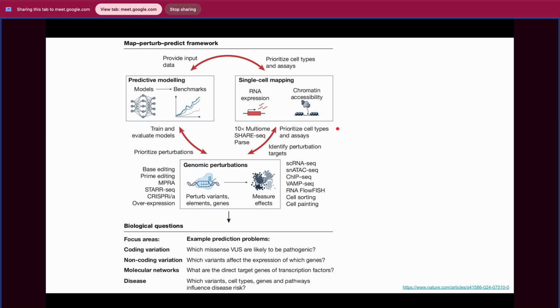In our body, there are certain cells which are more prone to certain kinds of diseases. So in that way, they will be studying those particular cell types, and then their RNA expression will be mainly studied. In this, they have used, there are already some repositories which capture this information, because they are not themselves doing all these experiments. So there is 10x Multiome, SHARE-seq, and Parse. These are already available data repositories which contain this kind of information.